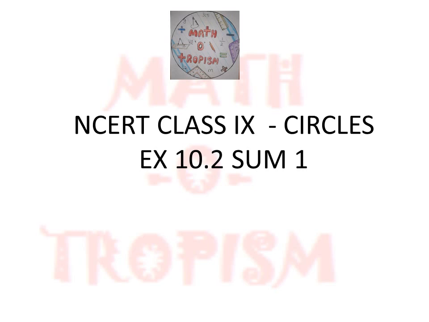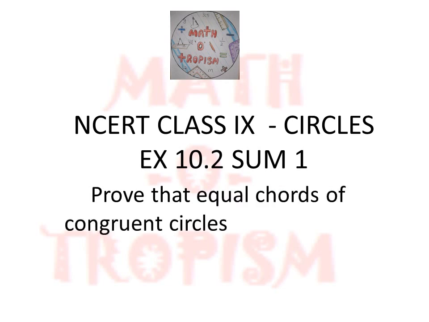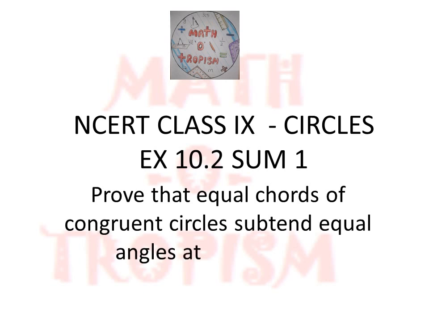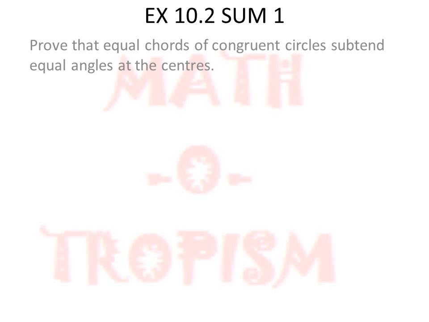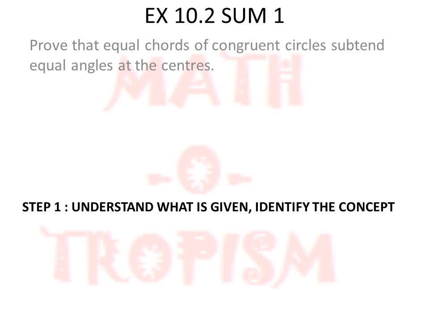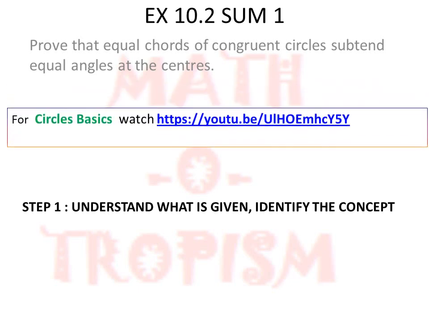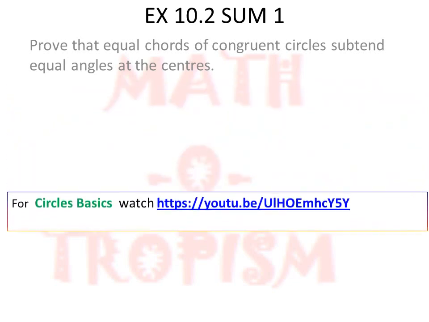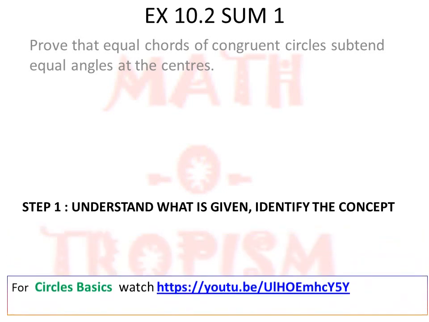Exercise 10.2, sum 1. The sum is: prove that equal chords of congruent circles subtend equal angles at the centers. So we should know what congruent circles are, and then we will know what angles they are subtending at the center. Proceeding, we first need to understand what is given and identify the concept with which we can prove this. If you want to know about the basics of circles, you can watch the video given. I have given it in the description box also.